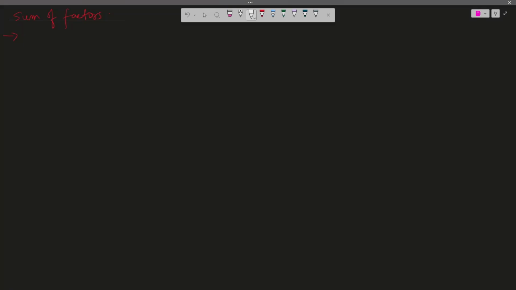Hello everyone. Today we will be discussing the sum of factors. How can we calculate the sum of factors of any composite number? To calculate it, let's first assume that a composite number is given to us.